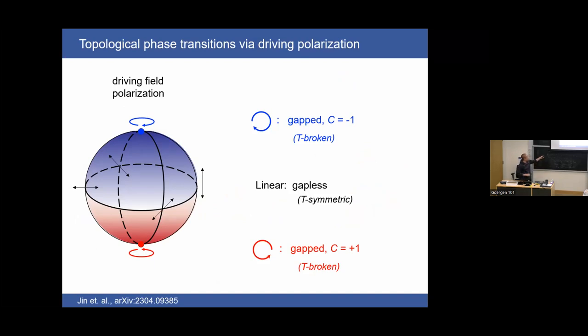If you use the reverse one, the right-hand circular polarized drive, which means you move to the north pole of the Poincaré sphere, then the spectrum is still gapped, but the Chern number is changed. This is a very different insulator now. In order to go through the transition from one phase to the other, you have to go from the south pole to the north pole, along which you have to go through the equator. And as we know, the equator is where linear polarized drive lives. So this is why the gap has to close when you drive with a linear polarized field, and then reopens with another kind of insulator on the other side.